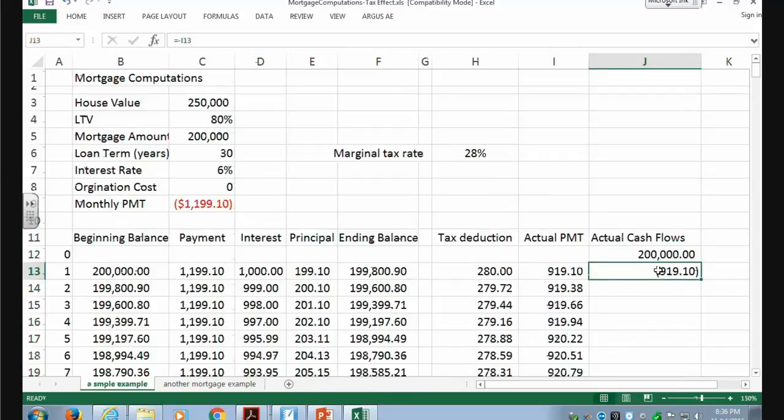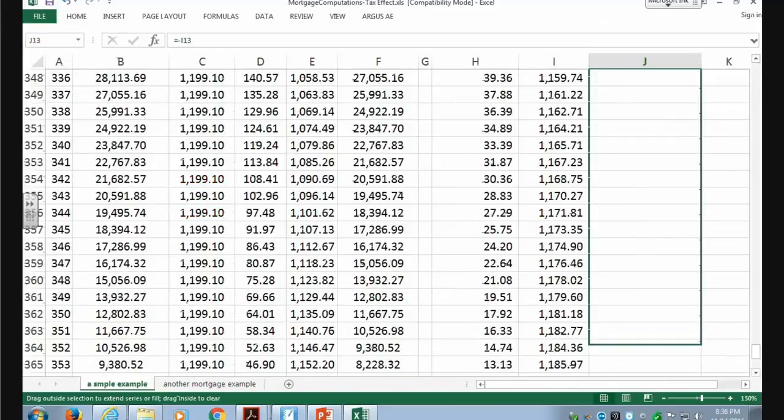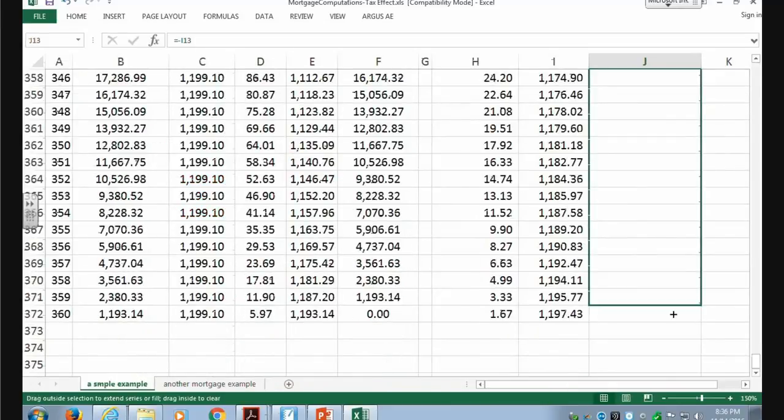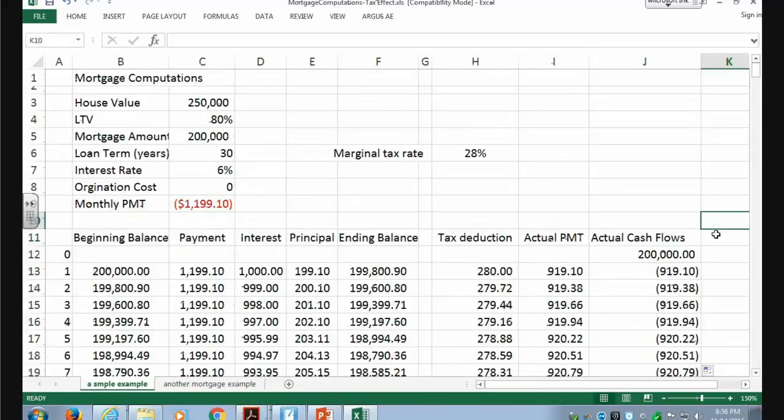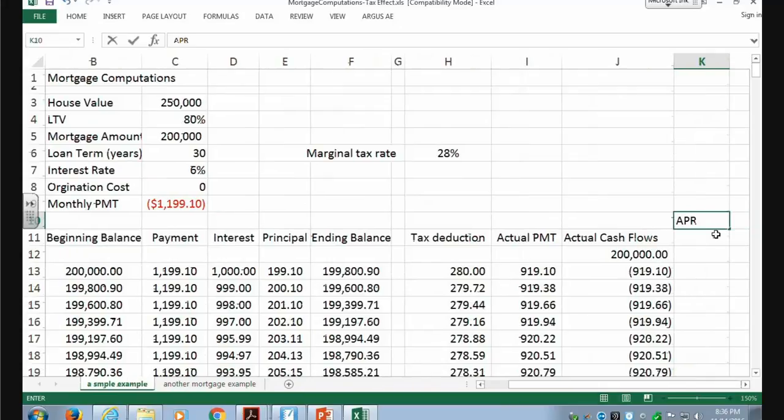Copy paste until 360 months. This is every year, this is your actual payments. Now I compute the APR, and this APR is after tax. Make sure it is after tax, because I already considered tax. So the APR after tax is equal to the IRR.